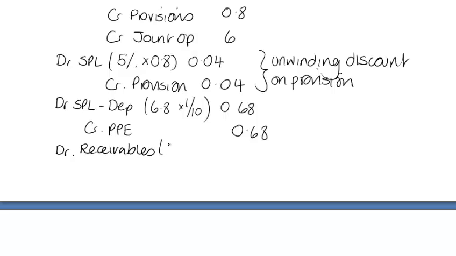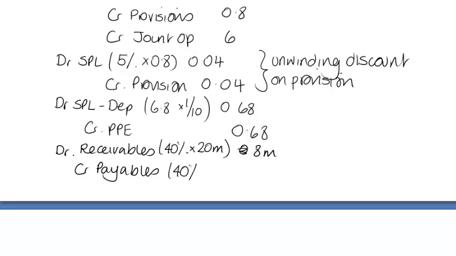debit receivables with our share, 40% of 20 million is 8 million. And I'm going to credit payables 40% of 16.5 million. It's going to be the 16 plus the operating costs. So that works out as 6.6.